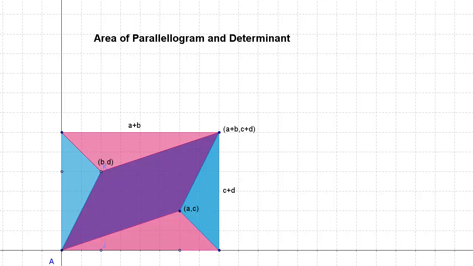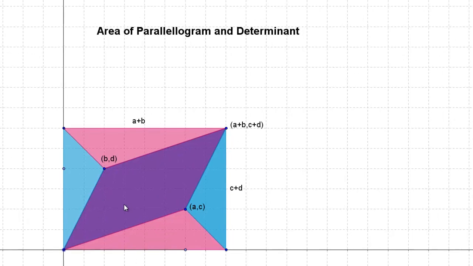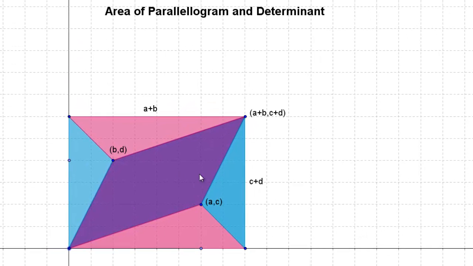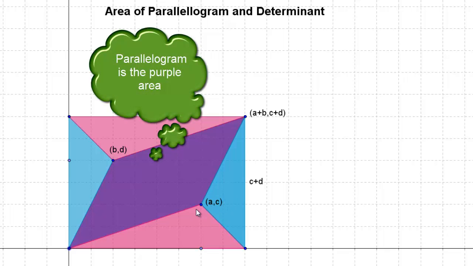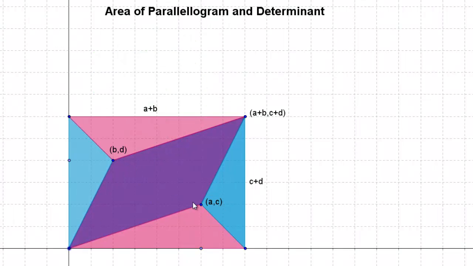Let's prove that idea informally in a graphical way. A more formal proof requires some knowledge of vectors, which we're going to get into later in the course. So what we're concentrating on here is trying to find the area of this purple parallelogram. And the parallelogram is really defined by 2 points, A comma C and B comma D. We have one point at the origin, we have these 2 points I just described, and then the point A plus B comma C plus D.